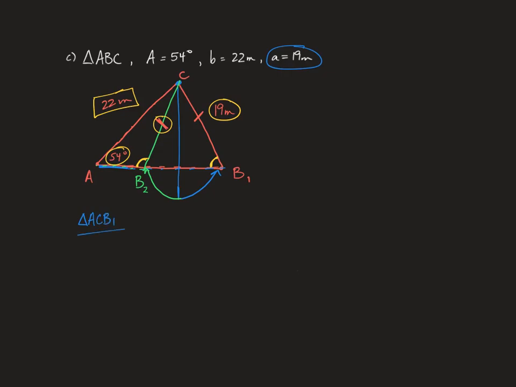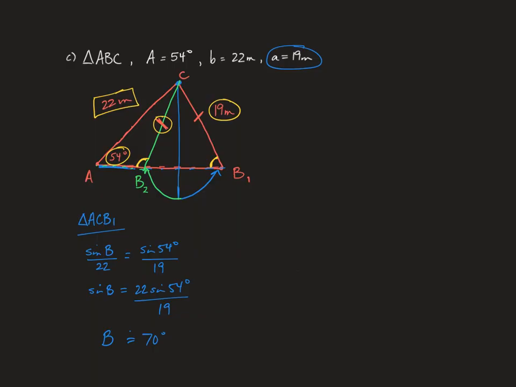ACB1. And when I do that, I don't need to use my subscript anymore, because in that triangle, there is only one angle B. And so sine B is going to equal 22 sine 54 divided by 19. And so we can jump some steps on that and we can get our solution. And so 22 sine 54 divided by 19, now take the inverse sine of that, we should get that we are approximately 70 degrees.